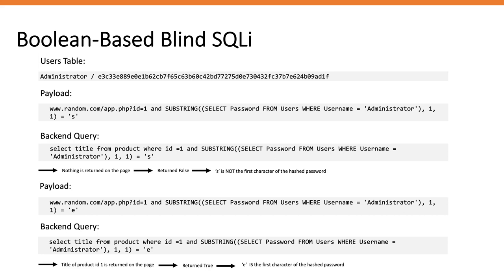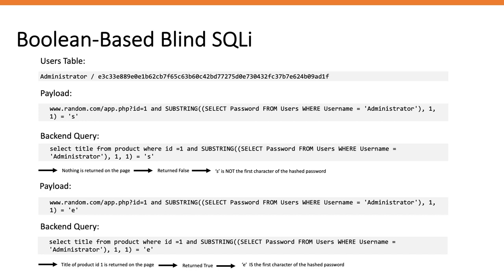from the database and why I said it takes more skill set and more time than union-based injection. And that's because you're asking the application true and false questions, and you're going to have to do that for each character. So you start off with the first character, you loop through all the alphanumeric characters until you get a true result.